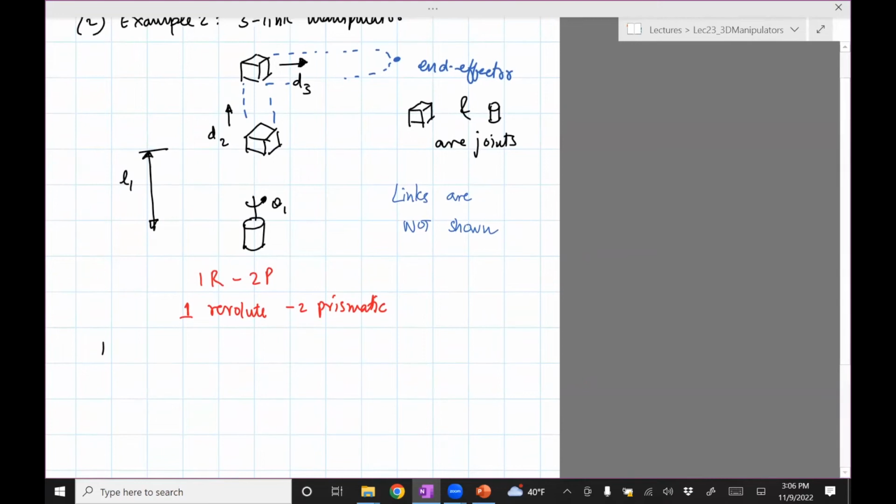So the question is same as before. Find the position and orientation of the end effector.